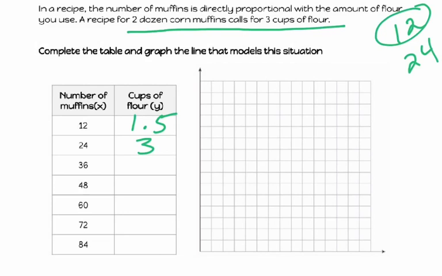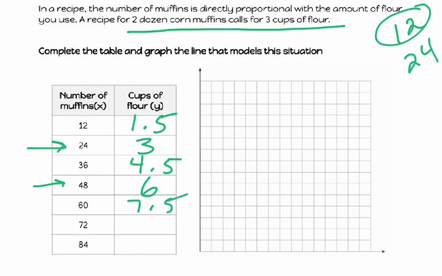So I bet we have a pattern where we're going up by 1.5 just based on what I see. And that's true. We're basically going up by 1.5. Because if we double 24 right over here, we would get 48, and that would take us to 6, doubling that number, and so on and so forth as we move up. So we're basically going up by 1.5 each time. So 36 muffins is going to use 4.5 cups of flour. We already have our 6 in there, so 60 muffins is going to give us 7.5. We continue to go up by 1.5 cups here.